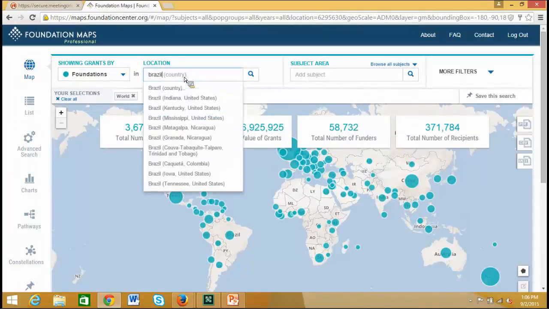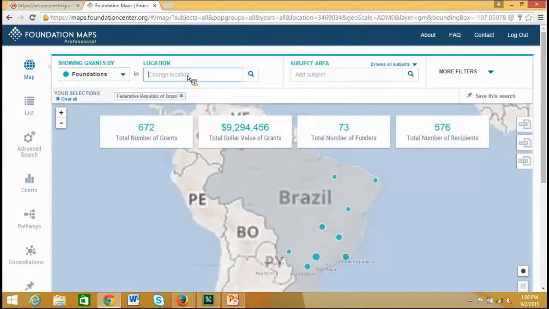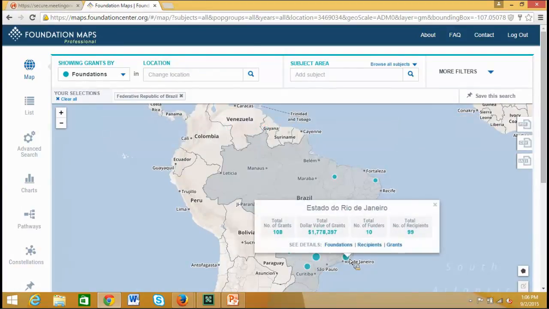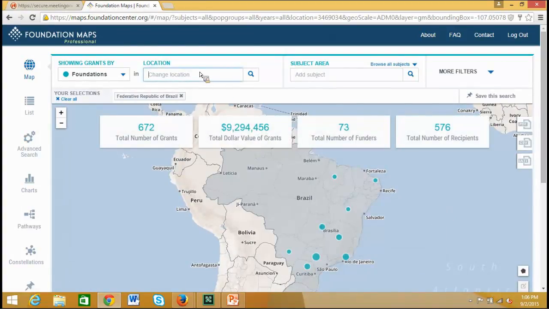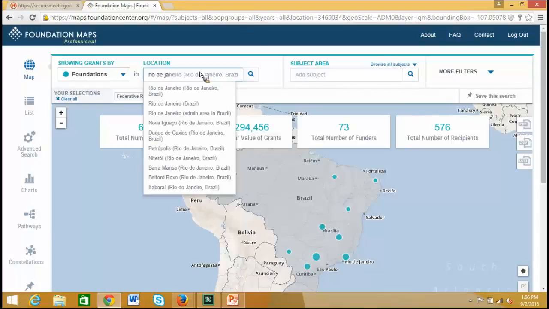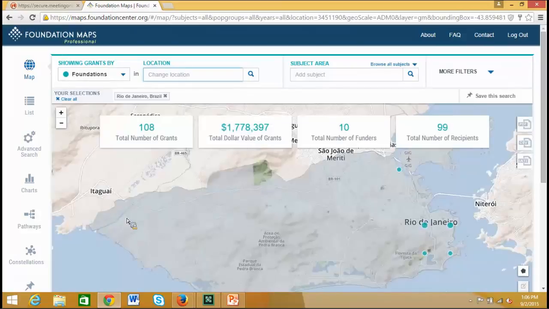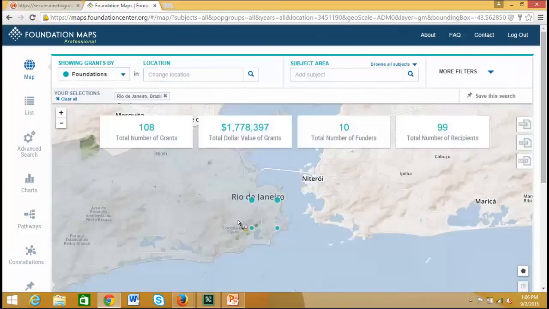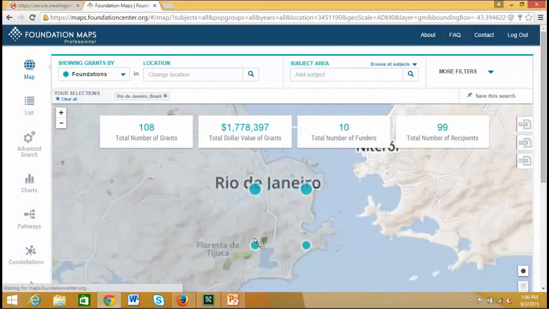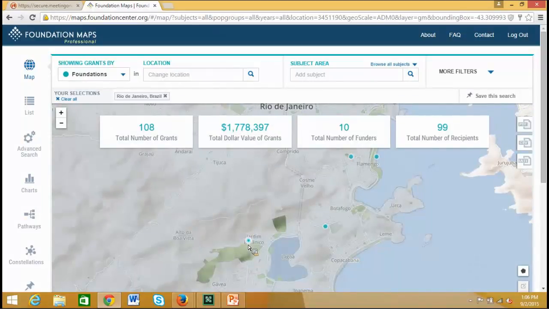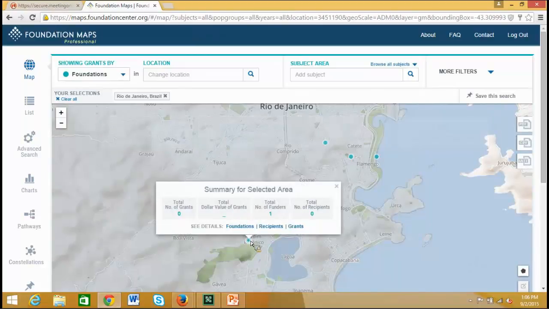If we type in Brazil here, we could have just clicked on the Brazil button, but I wanted to click in here and see what's going on in Rio. Here's Rio de Janeiro. There are a few bubbles here. We can go all the way down to the street corner level and see who this foundation is, located next to what looks like Woodland Park. You can click on this.